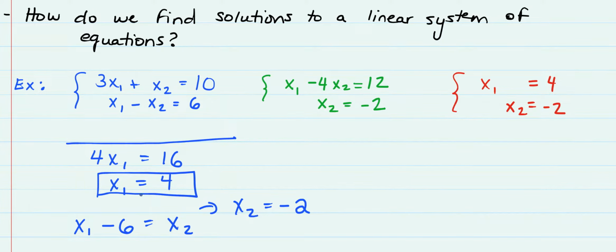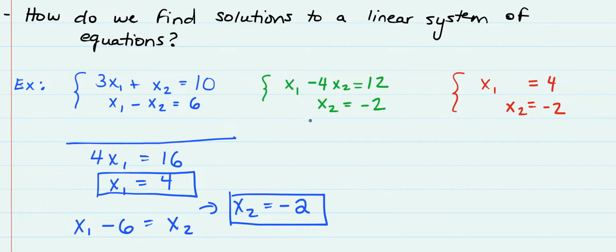So this is our solution. Okay, and we can also double check the top one if we want to. We'll get 12 minus 2 is 10, so that works. Well, look at this one compared to this last system. This last system is exactly what we need. It gives us the solutions.